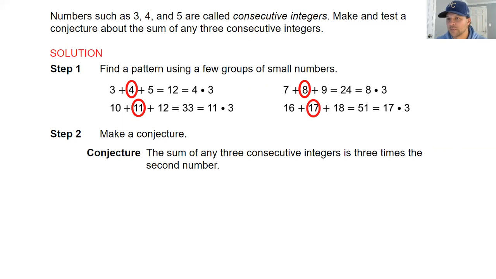So again, in this specific instance, all of your numbers have to be in order. They have to be in increasing order. And because you're adding 3 numbers, it is 3 times that second number.